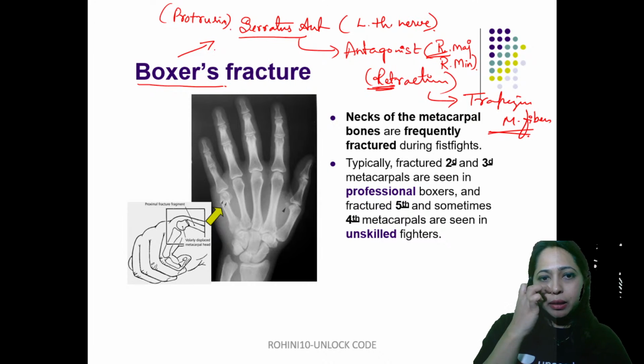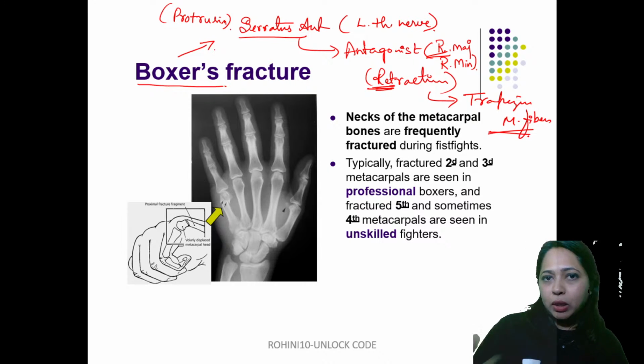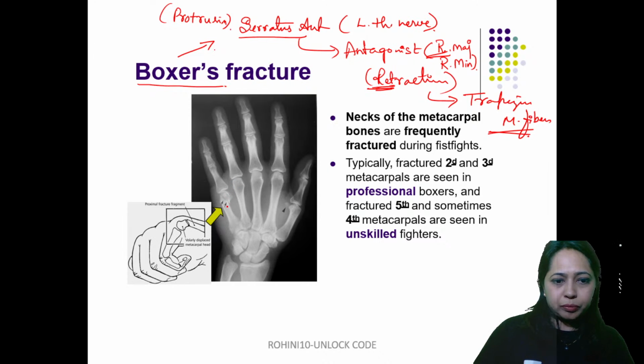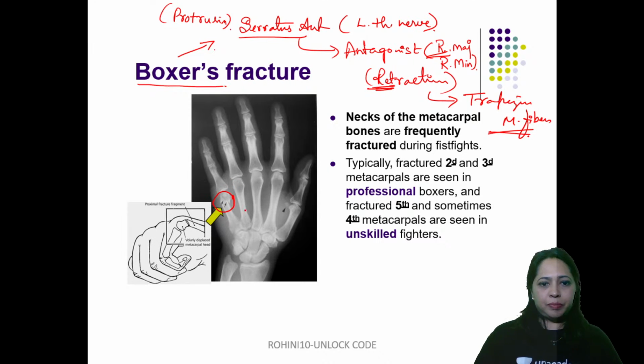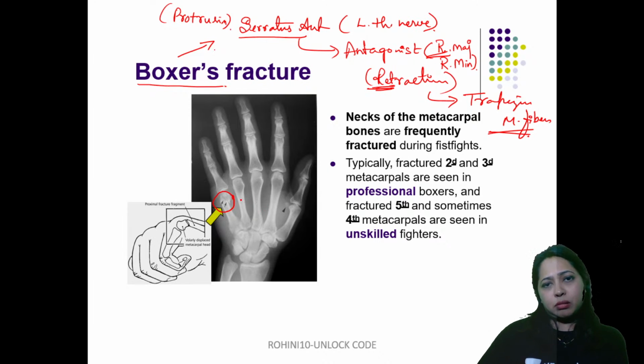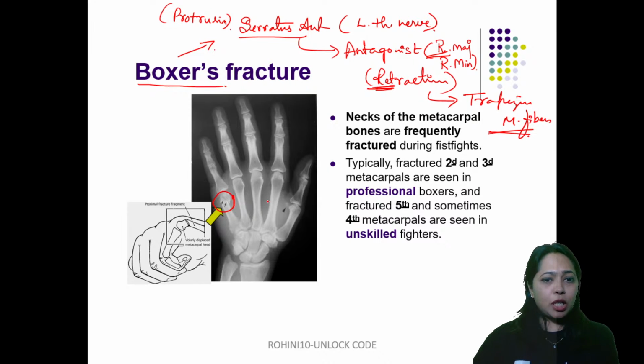But what we are talking about here is the boxer's fracture. So boxing is done by all these muscles. What about the fracture? Where is it happening? Here you can see the neck of the metacarpal bones is what is usually fractured. The usual ones affected because of making a fist are the second and third metacarpals, seen in professional boxers. And fractures of the fifth and fourth are also seen in unskilled fighters.